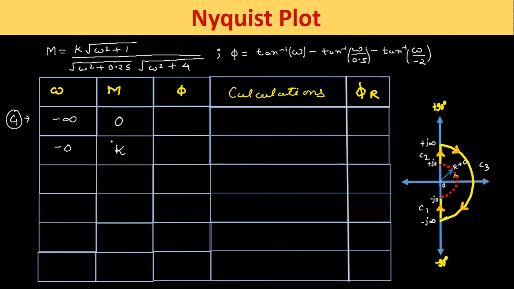Now we will find out the phase angle corresponding to omega is equal to minus infinity. So here we will calculate the phase angle phi, which is equal to tan inverse of minus infinity, minus of tan inverse of minus infinity, then minus of tan inverse of omega upon minus 2, that means minus infinity divided by minus 2.